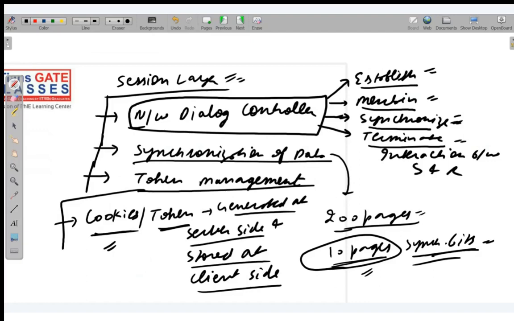Okay, so you will say accept cookies. Accept cookies means the server will send a cookie or text file to your computer. And why is it not a piece of code? Because if it was a piece of code, then obviously a virus could come into your computer and everything would be gone. So that's why a piece of code is not given, a simple text file is given.